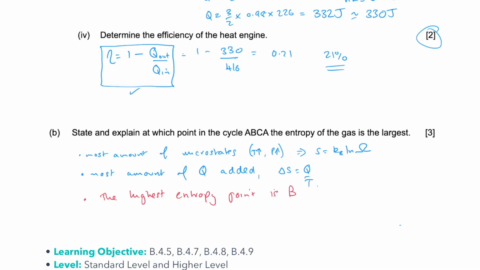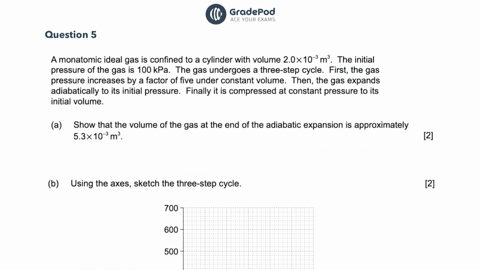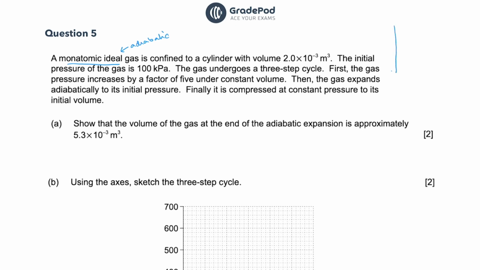is B. Question 5. A monatomic ideal gas. Now the fact that they've said monatomic and ideal, again to me says adiabatic. But let's have a look. Is confined to a cylinder with a volume of 2 times 10 to the minus 3 meters cubed. The initial pressure of the gas is 100 kilopascals. The gas undergoes a 3-step cycle. First, I'm going to actually plot this just now.